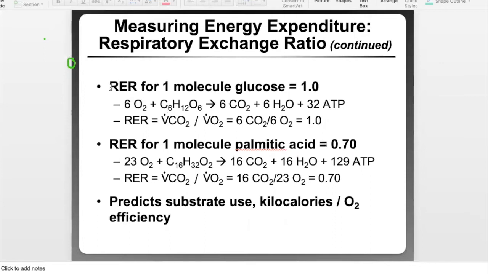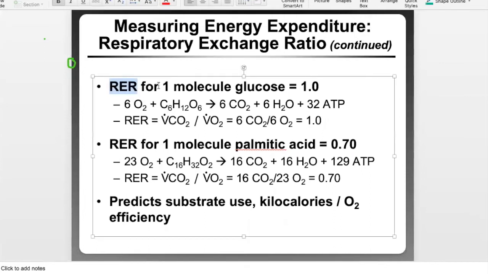If the respiratory exchange ratio for a particular activity is 1 or higher, you know that they're using glucose. They're into their slow glycolysis and oxidizing glucose for fuel. At lower intensities, remember, you burn fats. So if you have a respiratory exchange ratio less than 1, it's an indicator of the change in substrate use from carbohydrate to fat.